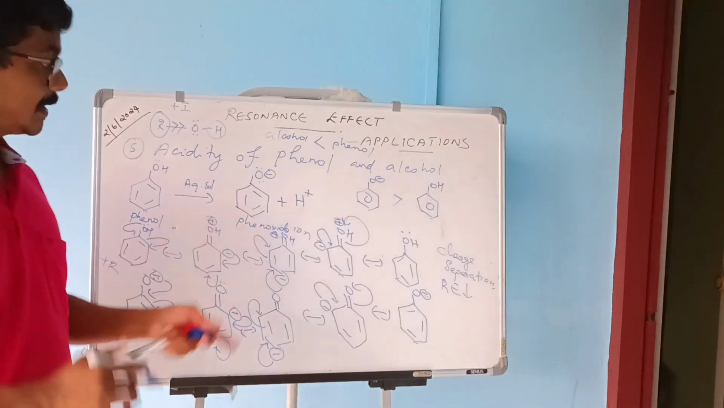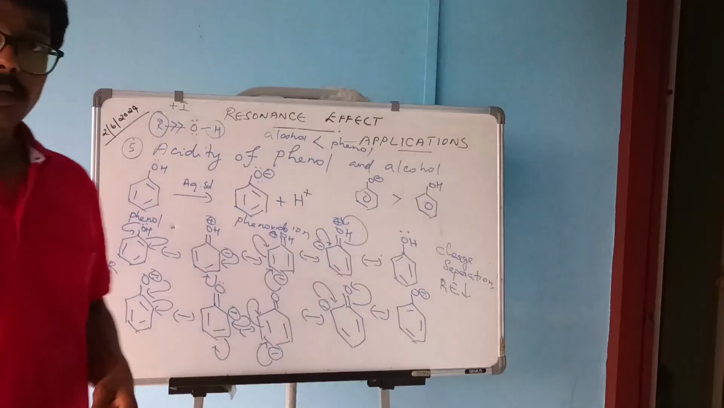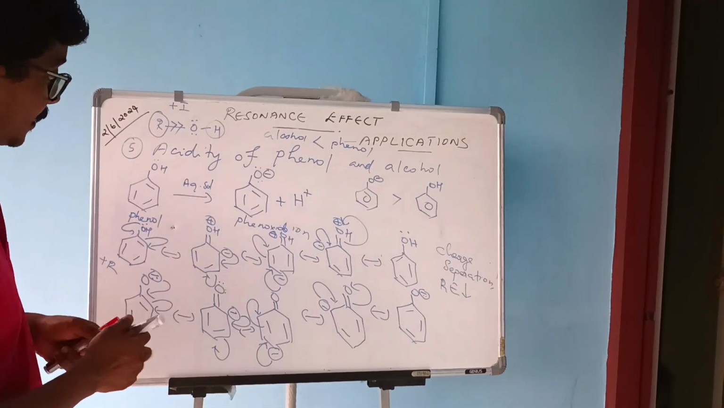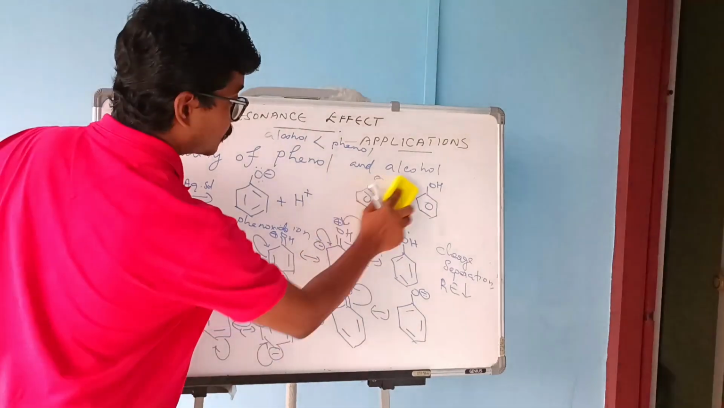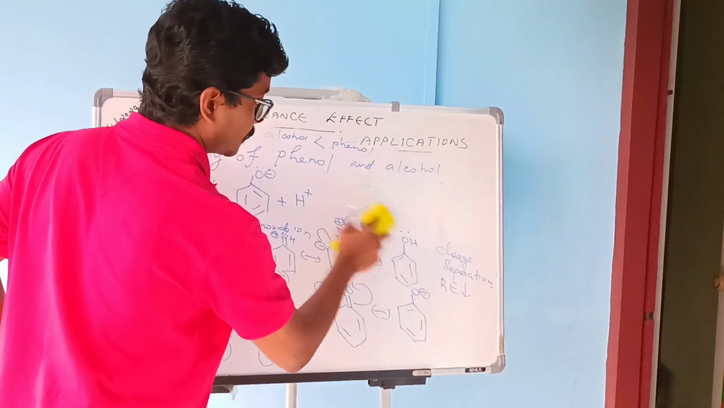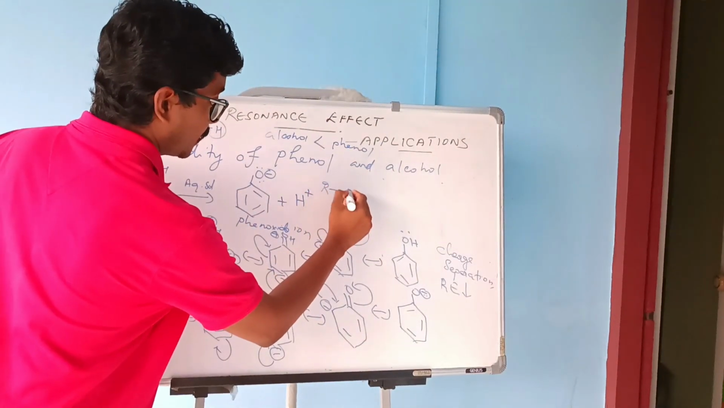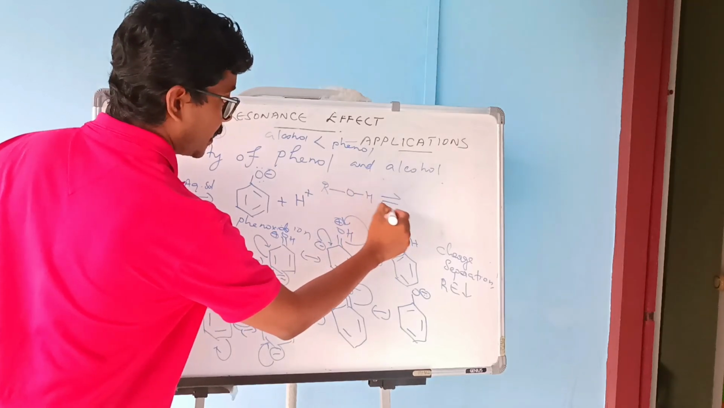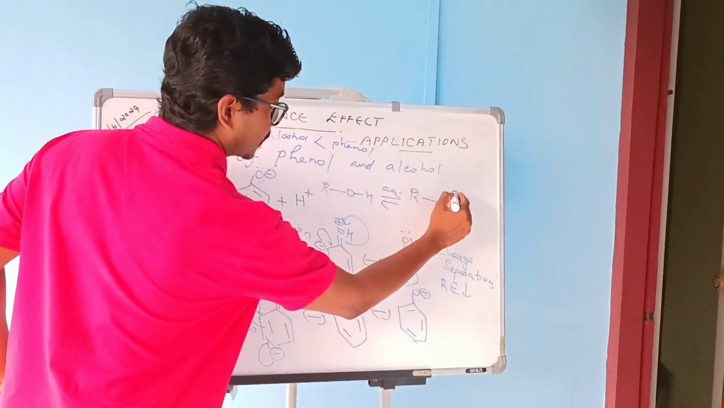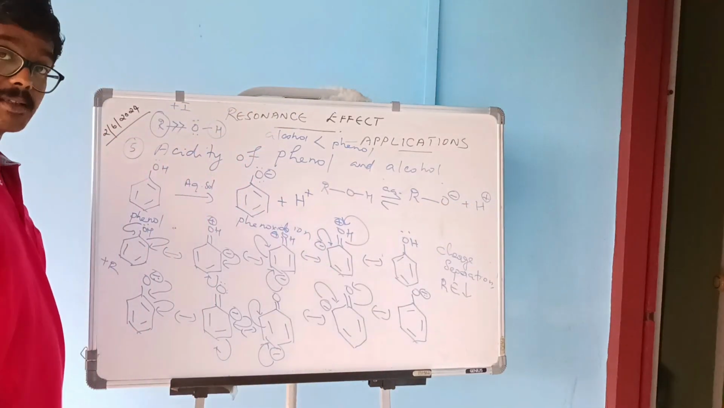Okay. So this is the way we can explain the acidity of phenol and alcohol. In addition to that, we can also say that in the case of alcohol, when R-OH is in aqueous solution, it gives RO minus plus H plus. In aqueous solution, RO minus is formed.